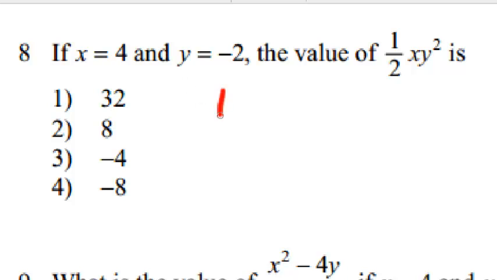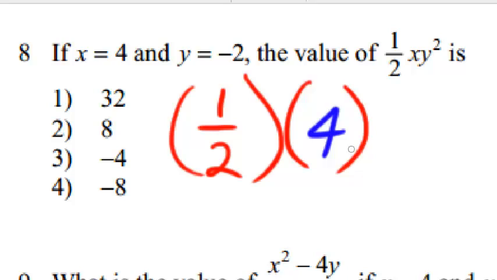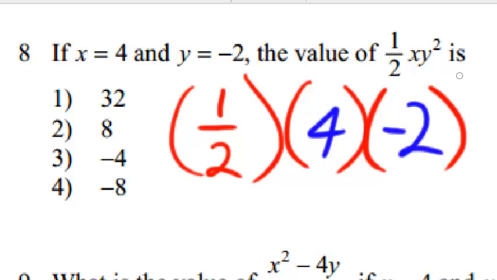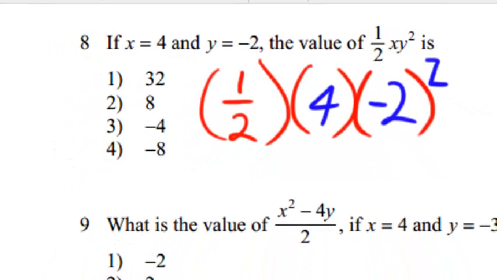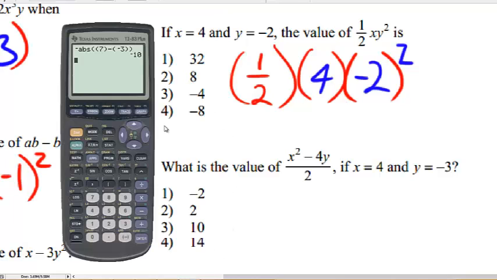So I'm going to write 1/2, and because this is a division problem, I'm going to put that in parentheses. I'm going to open another set of parentheses for x, and I can see that x equals 4, and I can see that x is right next to y, and y equals -2, and I can see that it's squared. So let's go into our calculator and let's see what it gives us.